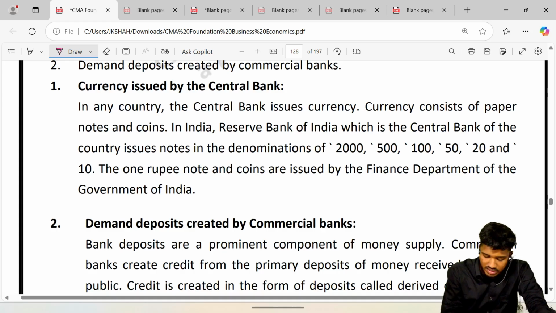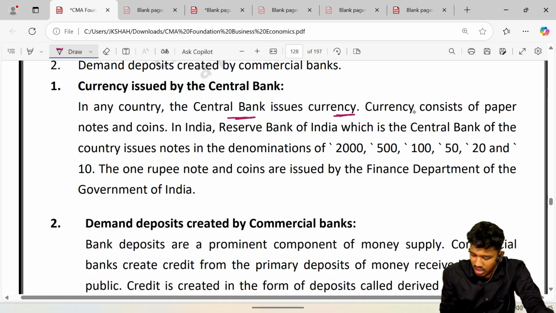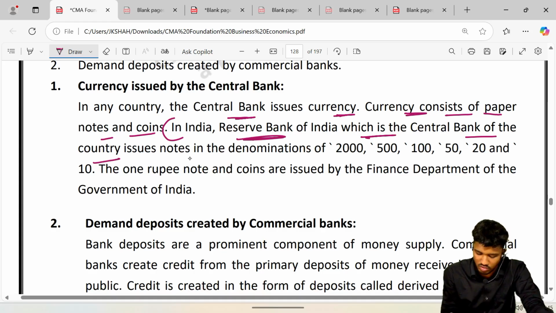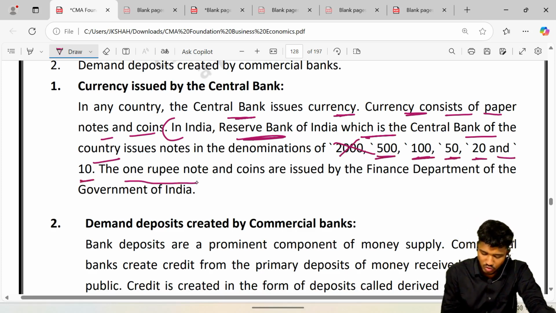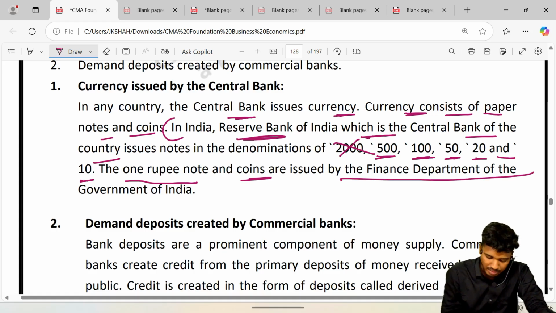Okay, so in a country, the Reserve Bank, central bank issues currency. Currency consists of paper notes and coins. In India, RBI, which is the central bank of the country, issues notes of denomination 2000, which is not now in practice, 500, 100, 50, 20 and 10 rupee. The 1 rupee notes and coins are issued by Finance Department of the Government of India.